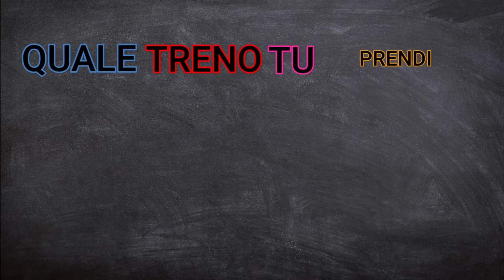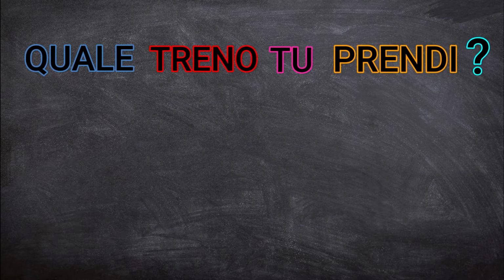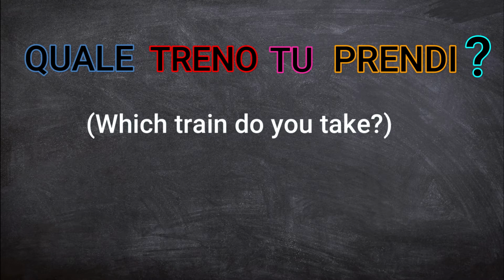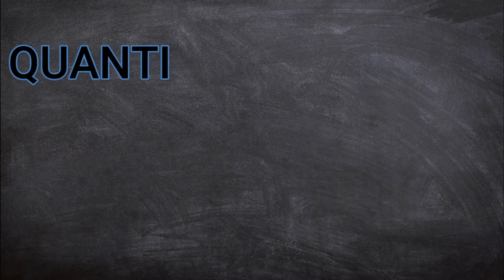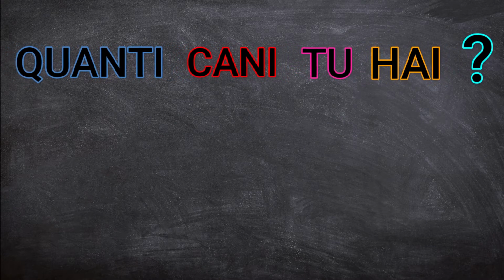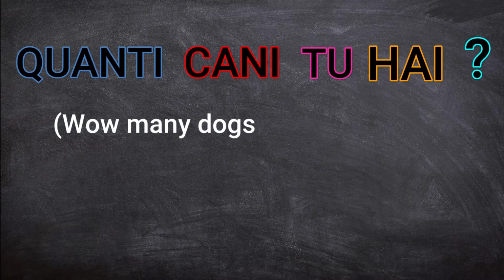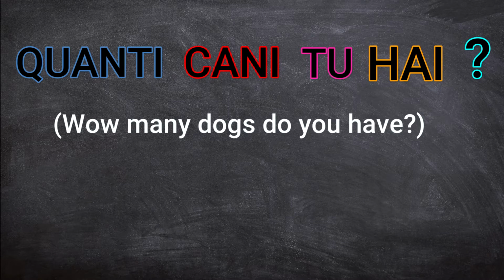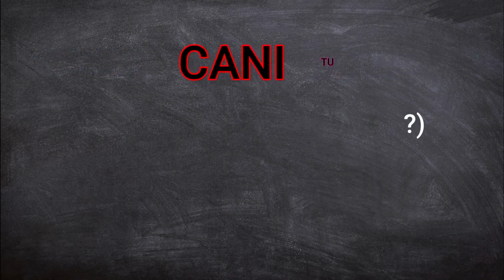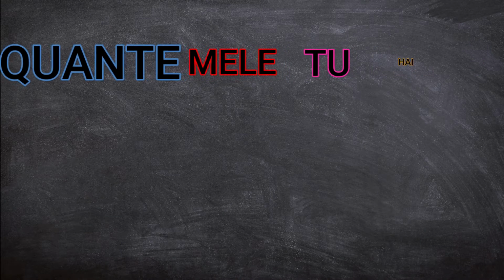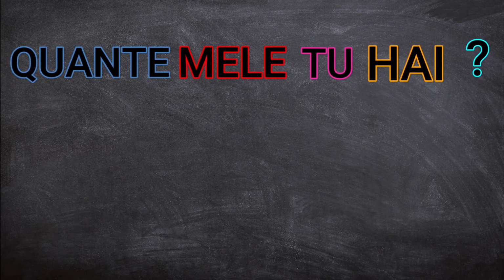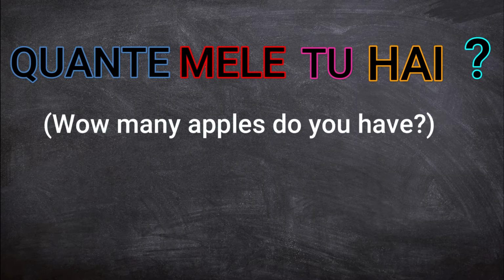Quale treno tu prendi? Which train do you take? Quanti cani tu hai? How many dogs do you have? Remember, cane is masculine. Quante mele tu hai? How many apples do you have? Mela in this case is feminine.